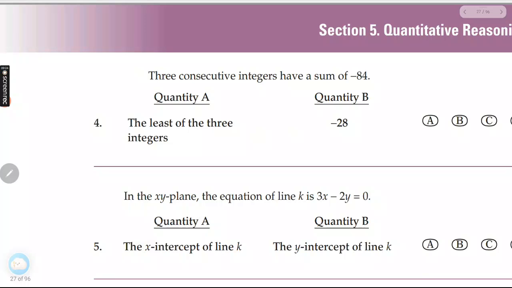Number 4. 3 consecutive integers have a sum of minus 84. The list of the 3 integers and minus 28. These are simple questions if you ask me.